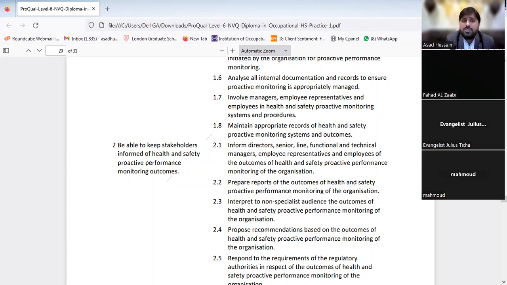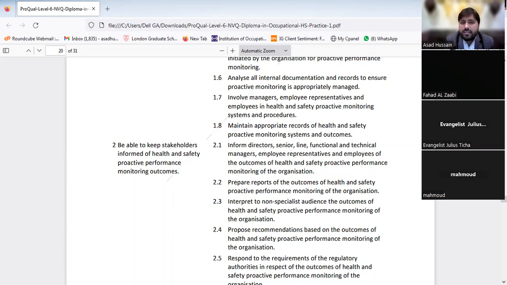Because without involving them, without discussing with them, without doing the communication with them, you can't make good decisions. You can't make better procedures, because these are the persons, like managers and employee representatives, who are mostly implementing these protocols, procedures, or methods, and employees are the direct ones who are doing the operation according to that.